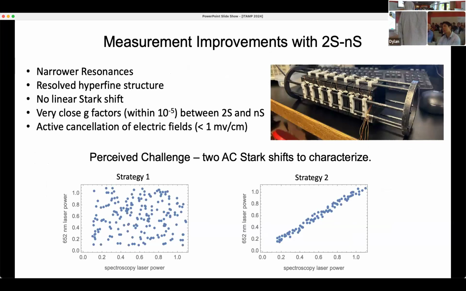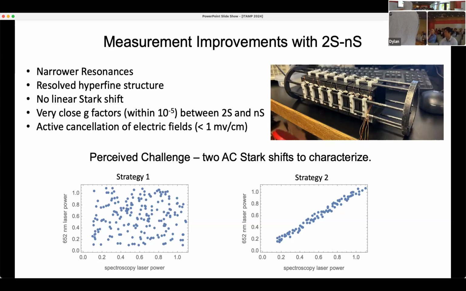Usually when I give this talk, maybe really quickly, what are some of the improvements that we have with this? First of all, like I said, narrow resonances and better signal to noise. When we measure the 2S-8D5/2, there's an overlapping hyperfine structure between the F=2 and the F=3 that can't be resolved. That always made us a little nervous, but there's no obvious problem with that. It could be taken into account easily in the theory.